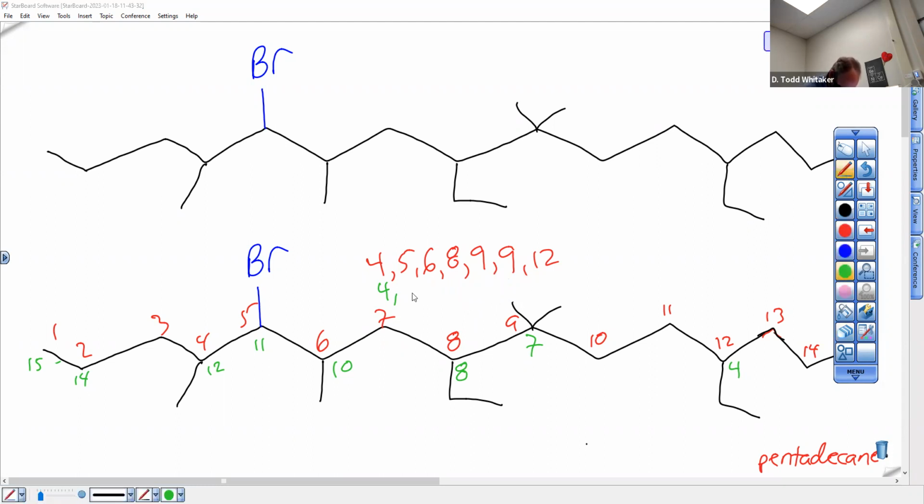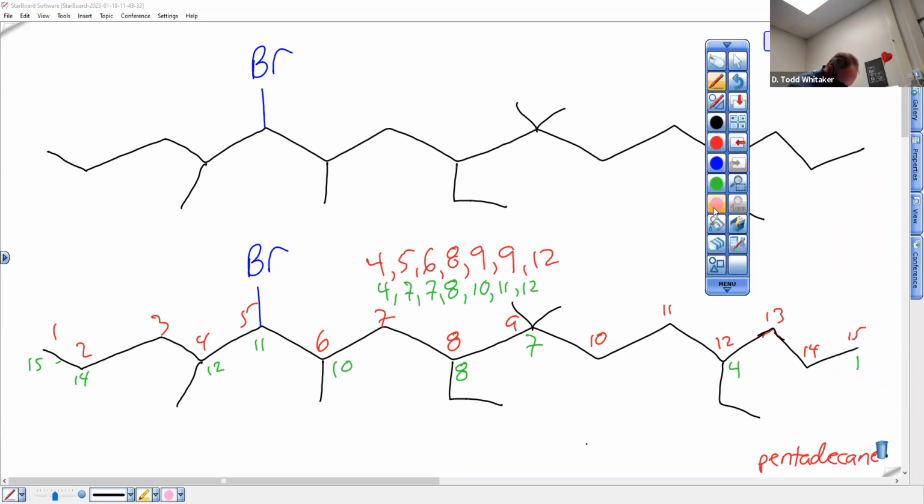There's a group on 7, and then the next group was on 7. And then 8. And then 10. And then 11. Then 12. And there's a tie. But the tie gets broken there, doesn't it? Tie gets broken right there. 7 is higher than 5. 5 is superior. Red wins.